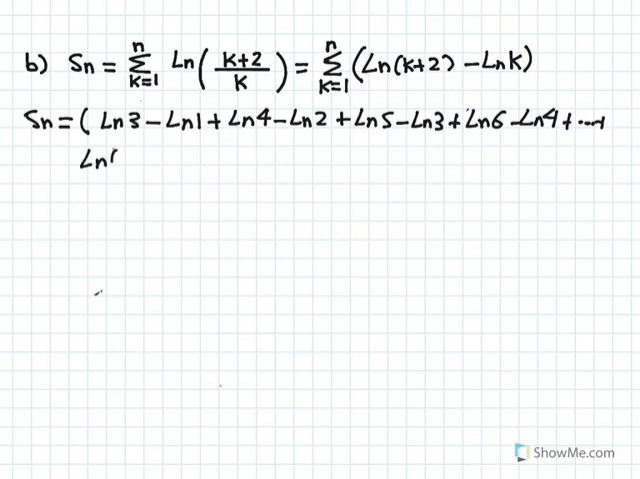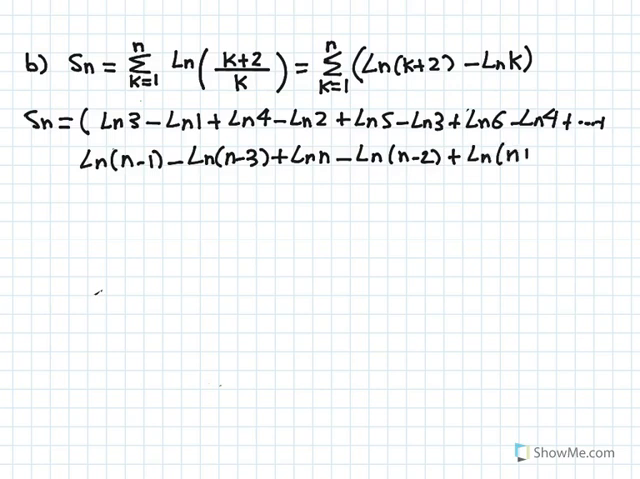we get log of n minus 3 plus 2, which is n minus 1, minus log of n minus 3, plus, and now let's plug in n minus 2, so n minus 2 plus 2 gives us n, so we get log of n minus log of n minus 2. Now plug in k equals n minus 1, we get log of n plus 1, minus log of n minus 1, and plug in k equals n, we get plus log of n plus 2, minus log of n.